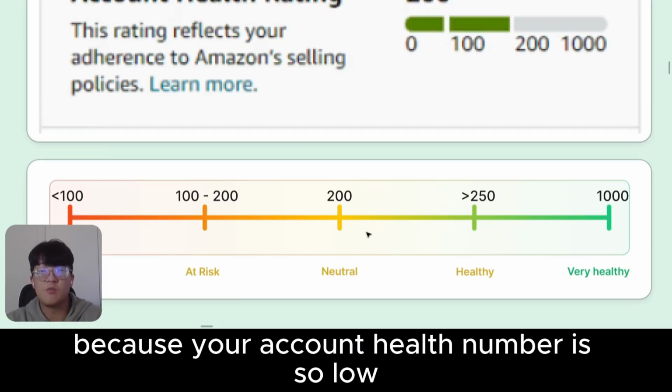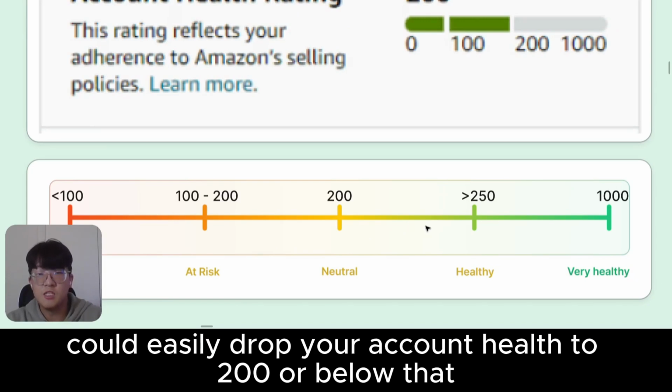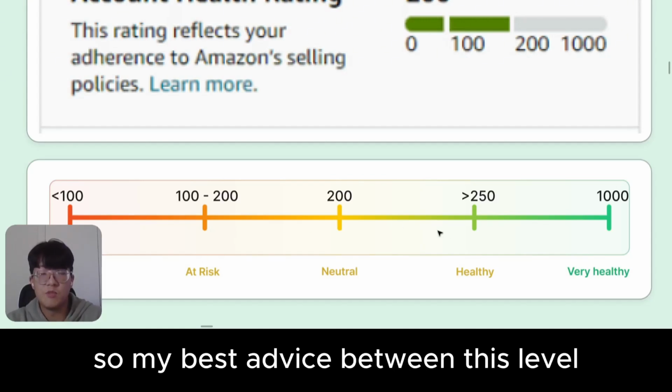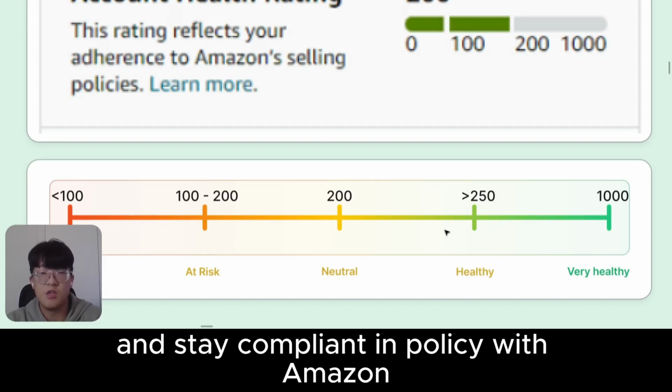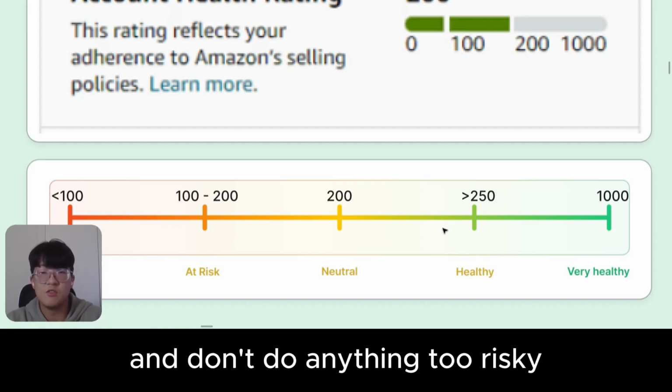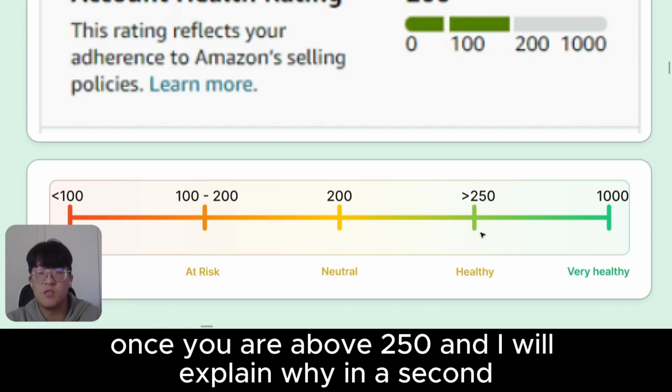Because your account health number is so low, getting an IP complaint or several complaints could easily drop your account health to 200 or below that, which puts you at risk. So my best advice between this level, you should sell as much as possible and stay compliant in policy with Amazon and don't do anything too risky. You will have a little bit more chance to take more risk once you're above 250. And I will explain why in a second.